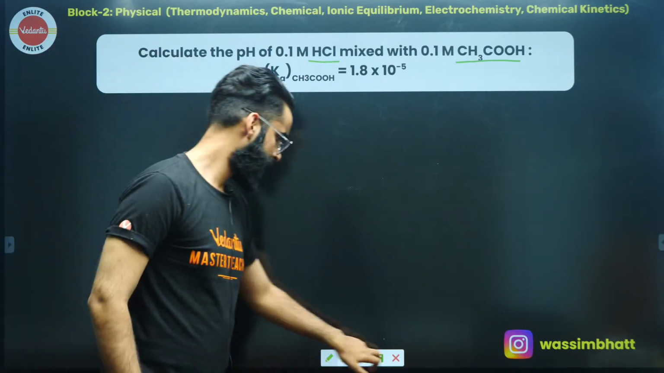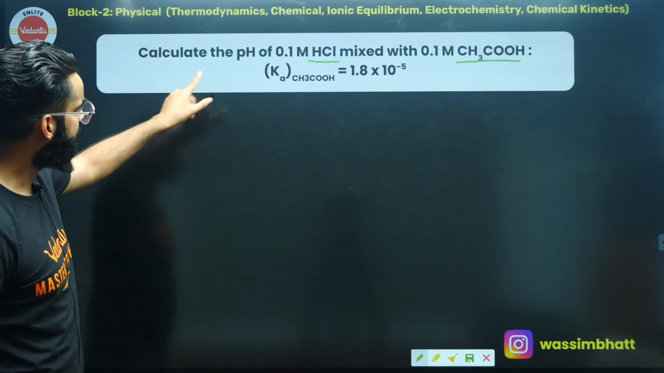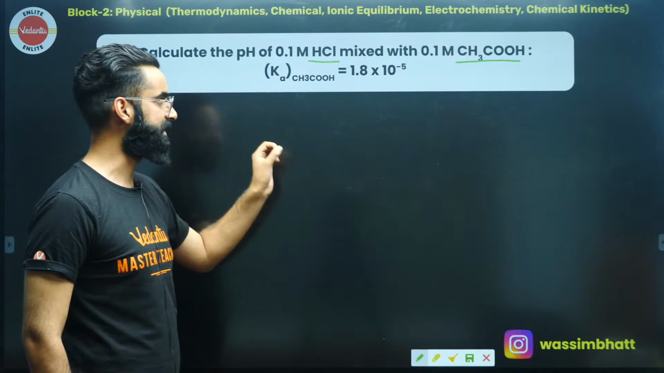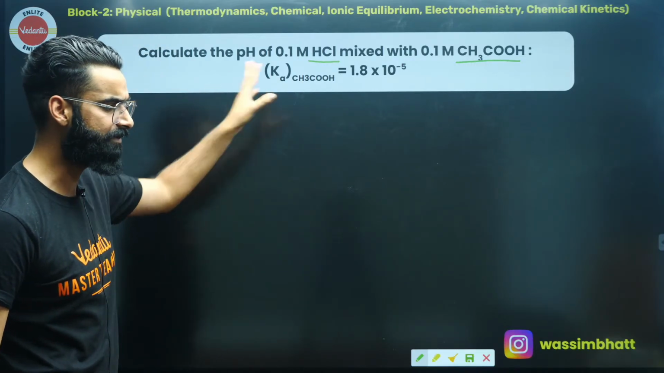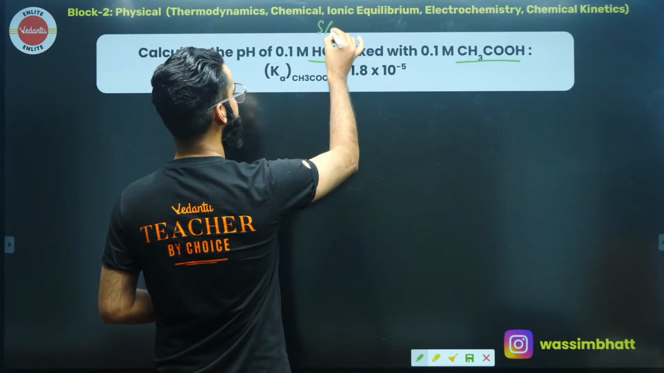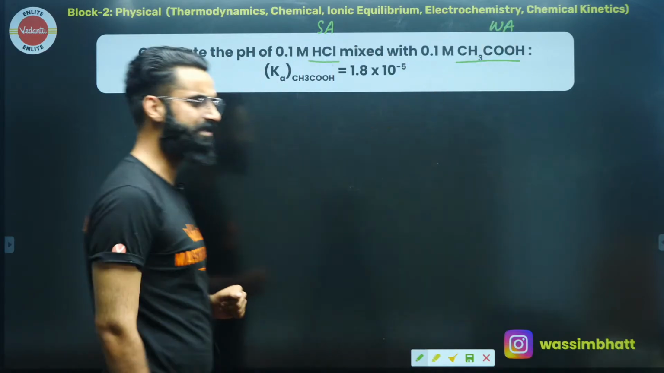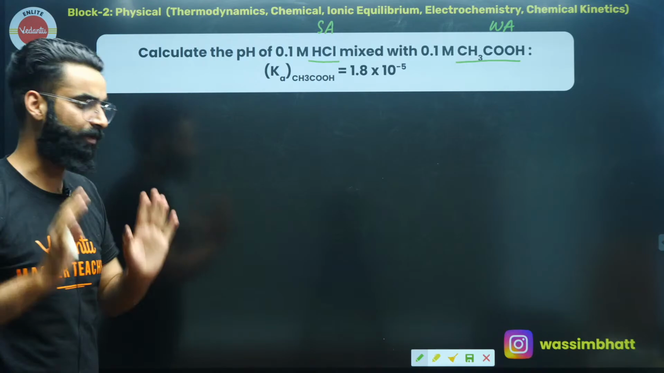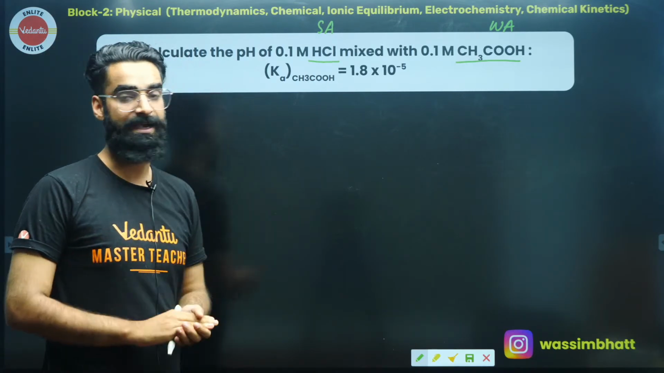Perfect. Now have a look, people, how this sort of question is to be solved. Calculate the pH of 0.1 molar HCl which is mixed with 0.1 molar CH3COOH. First of all, just identify the two things which are given to me. HCl is a strong acid. The CH3COOH is a weak acid. So basically you are adding a strong acid and a weak acid into the same container, right?